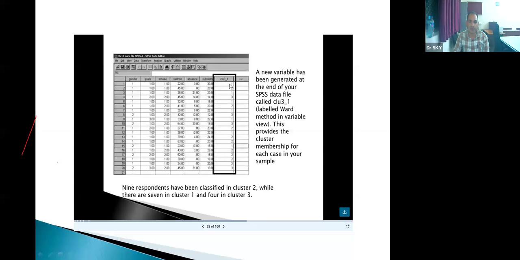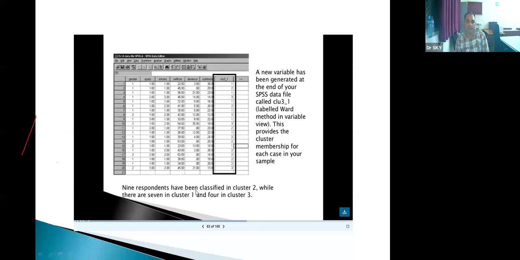It shows which unit is assigned to which cluster. So the first one is assigned to the first cluster, the second one is assigned to the second, the third one is assigned to the first, the fourth one is assigned to the third. So this way we can see which object has been assigned to which cluster. A new variable has been generated at the end of your SPSS data file called cluster3_1, labeled Ward Method in variable view. This provides the cluster membership for each case in your sample, which objects have been assigned where.